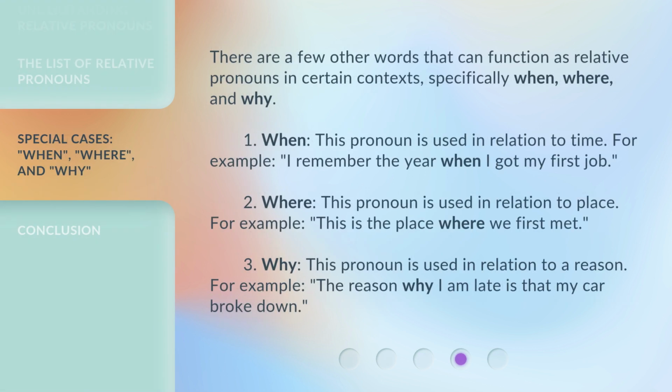There are a few other words that can function as relative pronouns in certain contexts, specifically when, where, and why. 1. When. This pronoun is used in relation to time. For example, I remember the year when I got my first job. 2. Where. This pronoun is used in relation to place. For example, this is the place where we first met.